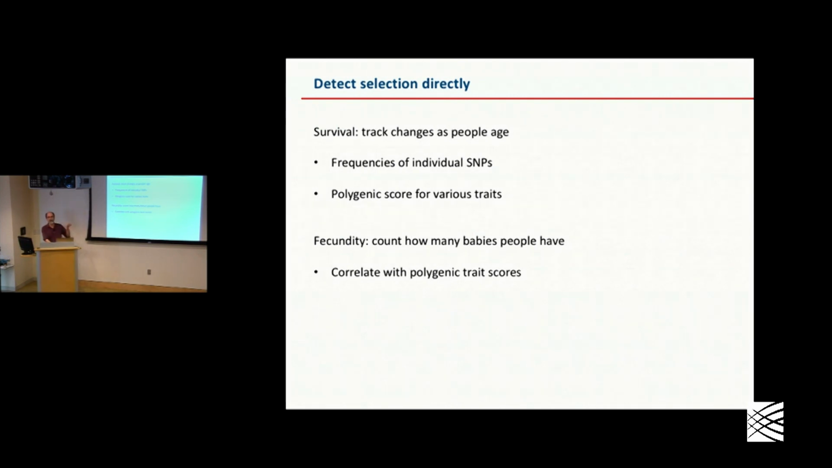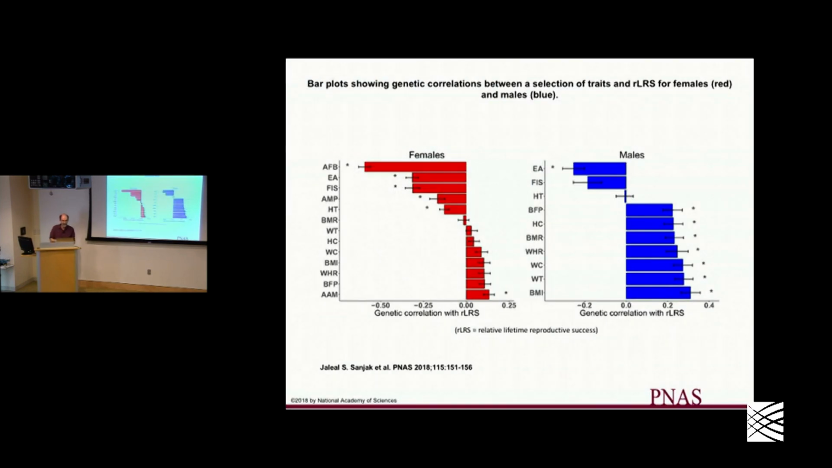And again, we know how many babies lots of people have had, and you can correlate what traits they have, what genetically influenced traits are more common in people that have more children. And a paper that came out in 2018 has these results. This is showing the correlation between relative lifetime reproductive success, which is relatively how many babies you had, and various genetic traits.